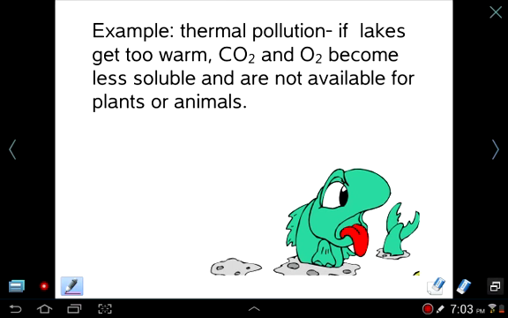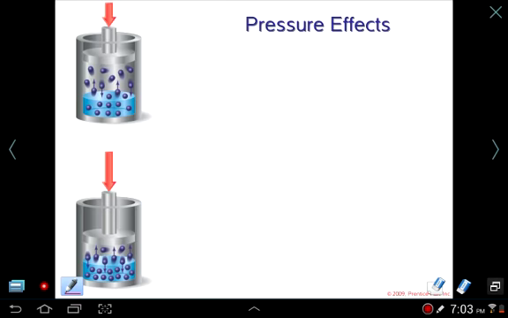And this actually has environmental effects. So if lakes, for example, get too warm, then both oxygen and carbon dioxide become less soluble, and little fishies actually have a hard time breathing, and they don't do very well, because the oxygen leaves essentially the lake. And CO2, plant life and algae and the like does not like it getting warm either, because CO2 leaves, and plants and animals aren't able to survive.